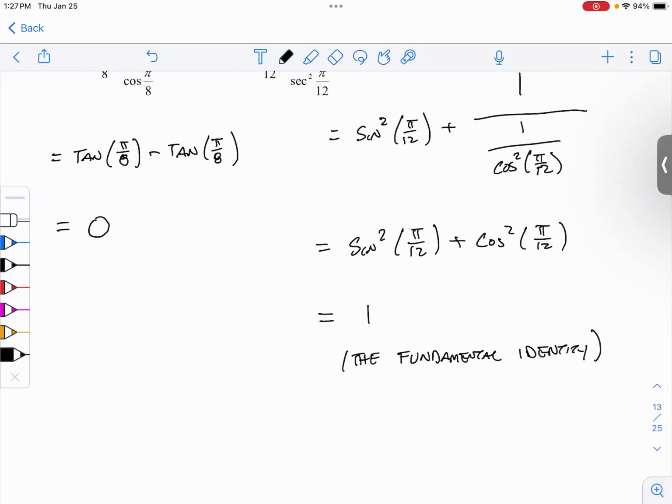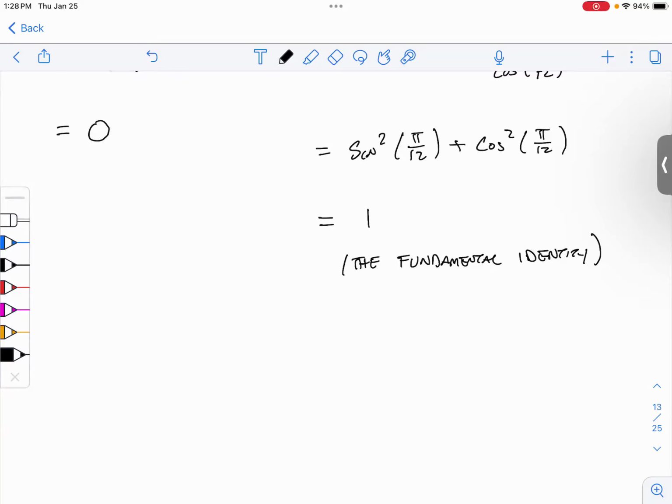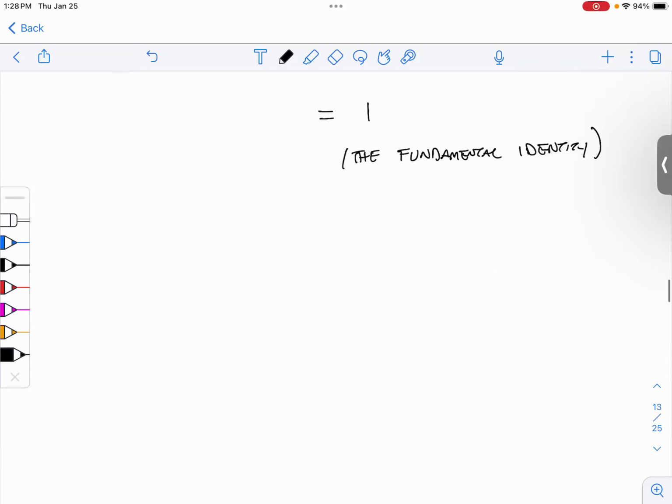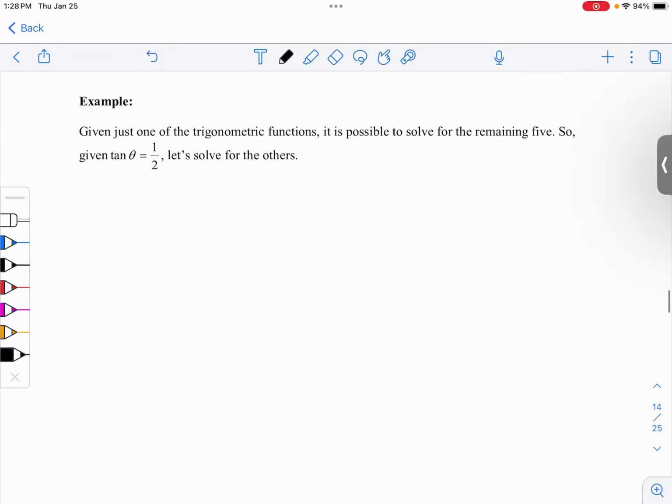So it's nice. Trig is so much better than algebra because it's just so elegant. It's just so beautiful, how we can do things. Trig has lots of applications too, but today we're just looking at the beauty of it. So given just one trigonometric function, it is possible to solve for the remaining 5. And we're going to see that by the end, given just one piece of info, not even a full trigonometric function, I can find all 6. That's really the beauty of all this.